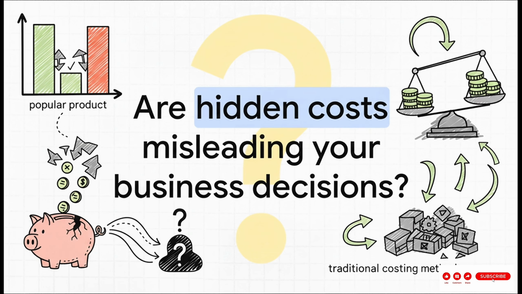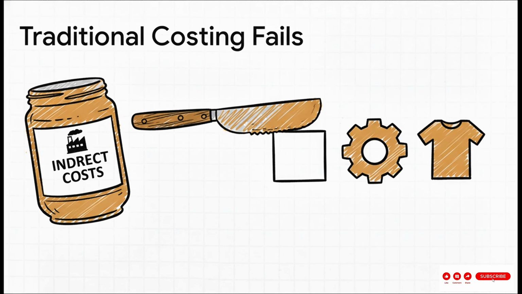What if all the little costs of supporting that popular product are secretly just demolishing your profits? Well, that's exactly the kind of mess that old-school costing methods can get you into. All right, so here's the fundamental flaw with the traditional way. It takes all those overhead or indirect costs, things like rent, electricity, the salaries for admin staff, and it just smears them across all the products. Usually they just base it on how many units you make.